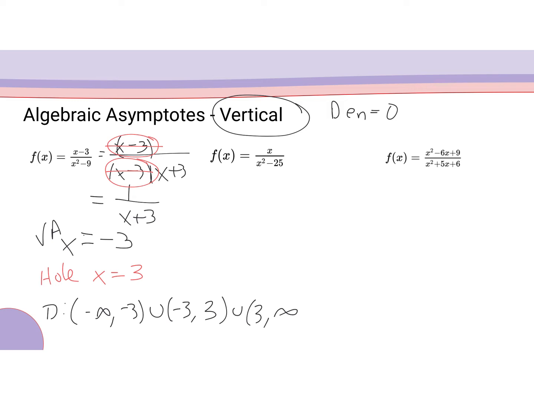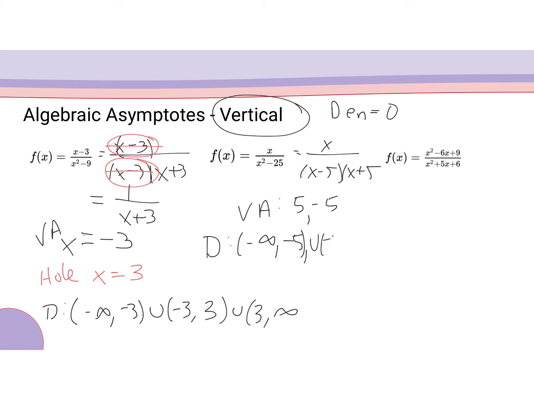Now in this next function, again, we can factor my denominator. And so we have vertical asymptotes here at 5 and negative 5, meaning that my domain would be negative infinity to negative 5, then negative 5 to 5, and then finally 5 back to infinity. So that's it for defining your vertical asymptotes, just making your denominator equal to 0.